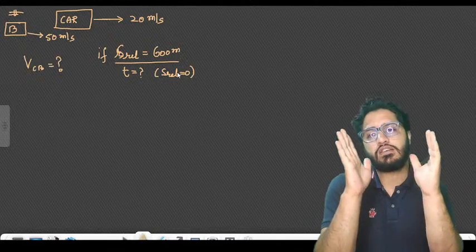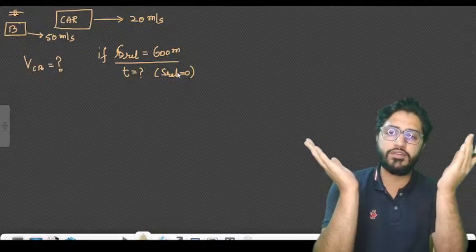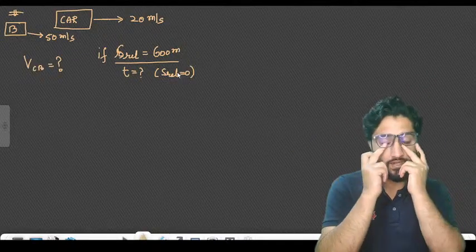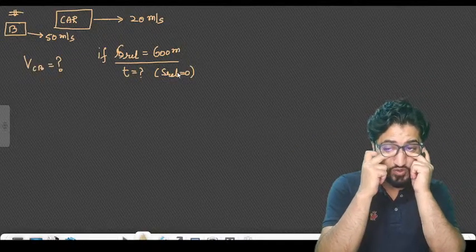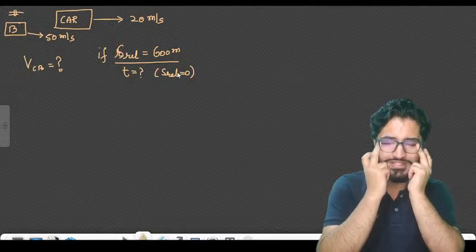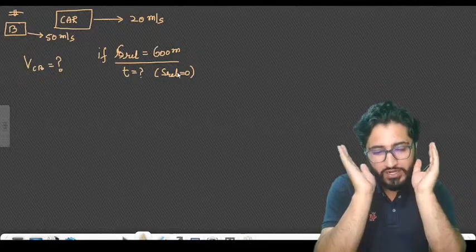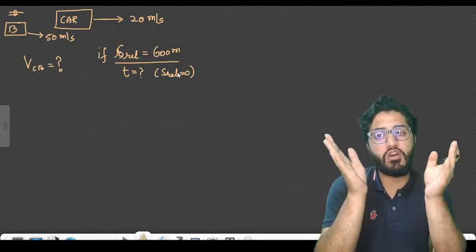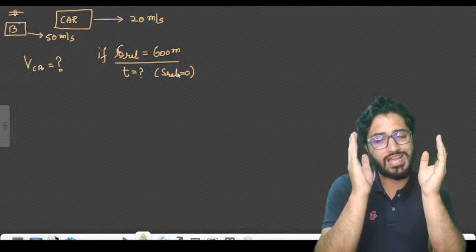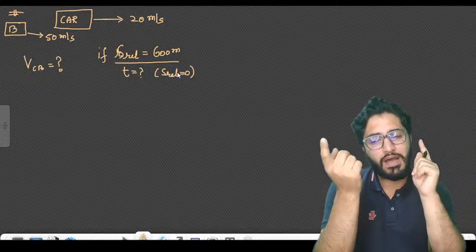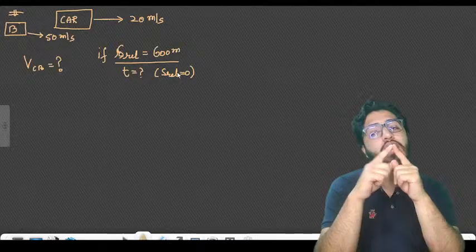If initially the car is going at 20 meters per second and the bike is going at 50 meters per second, you can see the bike is going faster than the car, and after some time the bike will cross the car. So what should be the relative timing between these two? The bike will be at the same position as that of the car.